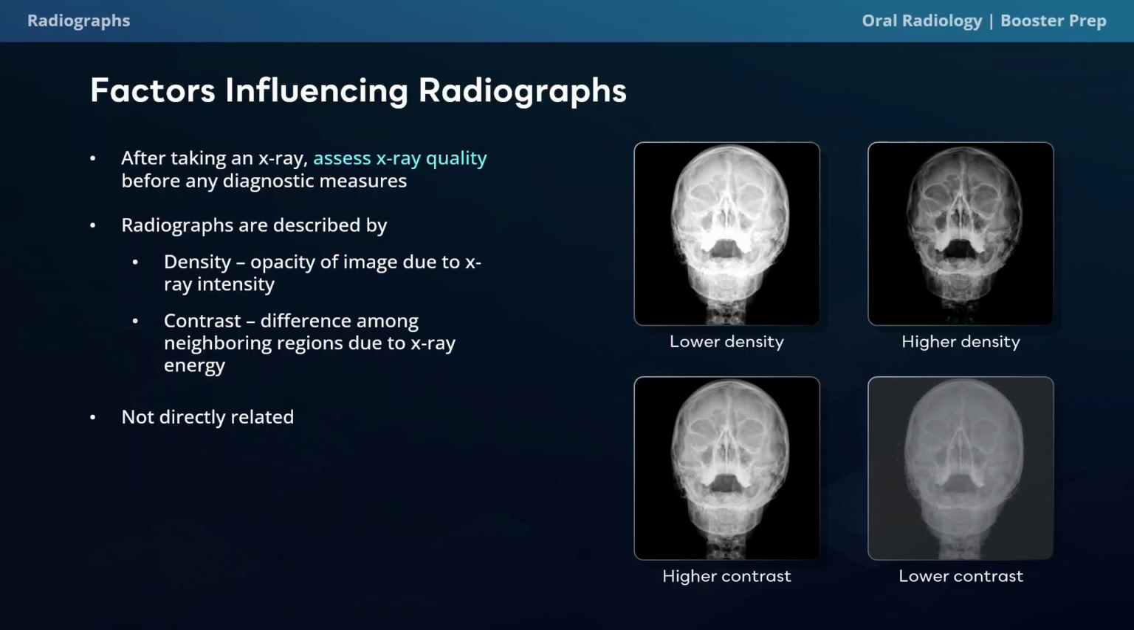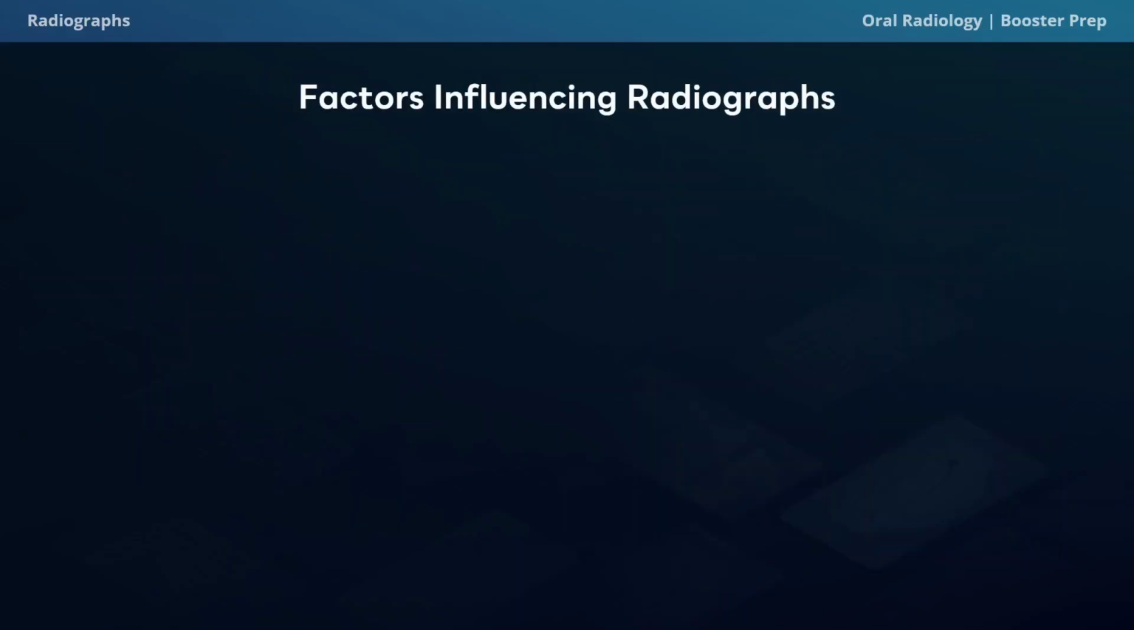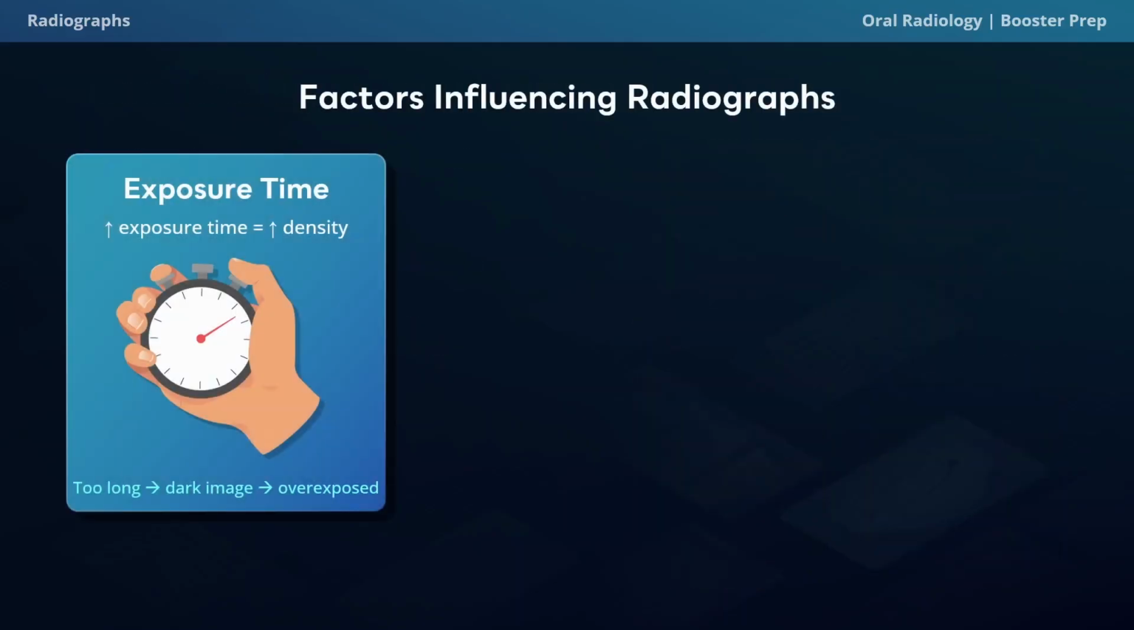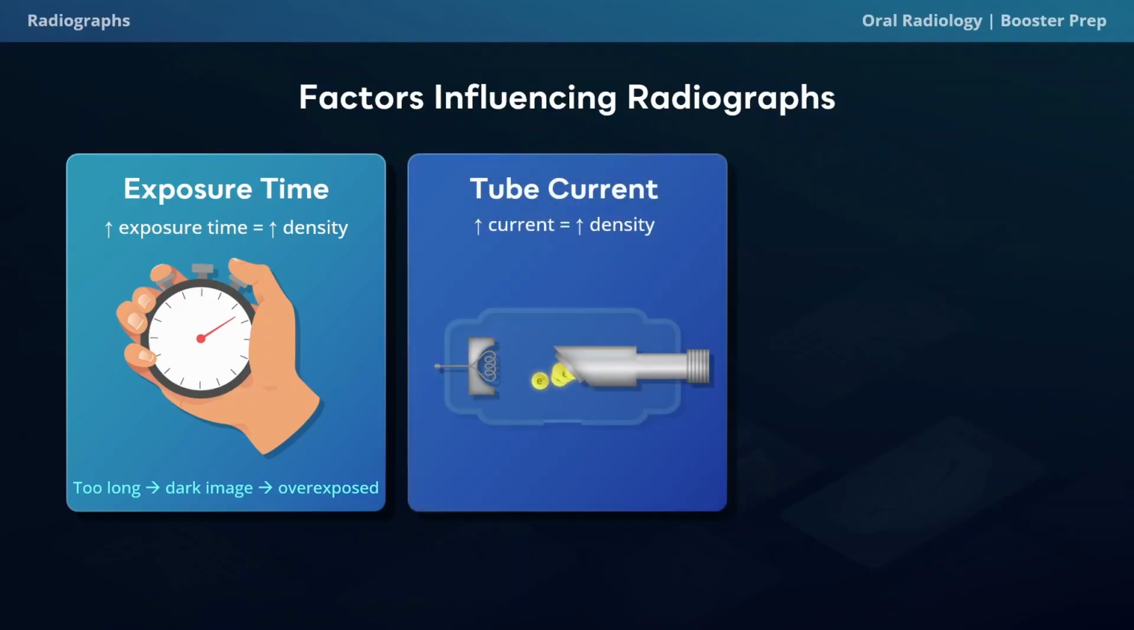All right, let's talk about the first big factor that affects our image, and that's exposure time. Basically, the longer the X-rays are hitting the sensor, the darker or more dense the image gets, and too much exposure leads to an overexposed image, which really isn't helpful for our diagnoses. Next up is tube current, and this refers to the amount of electrical current that's flowing through the X-ray tube, and as current goes up, so does the density of the image. It gets darker because more X-rays are being produced.